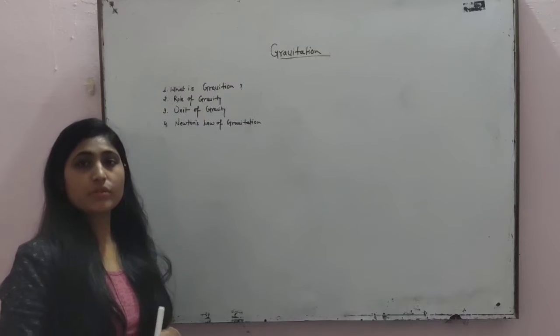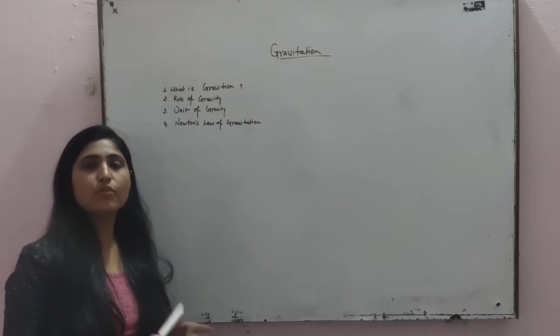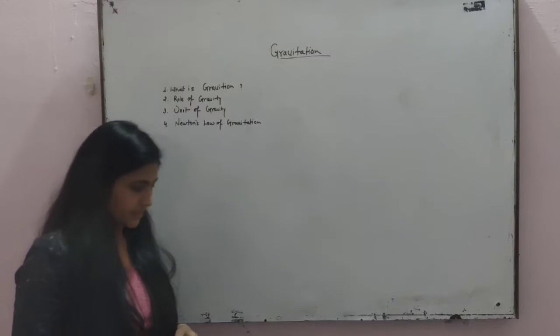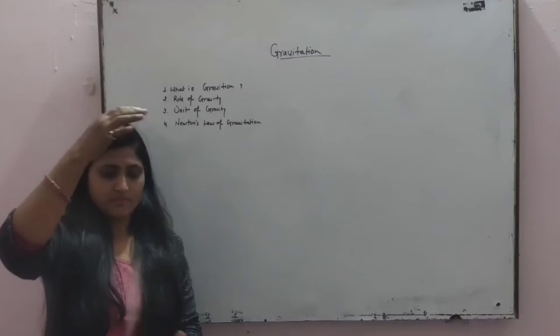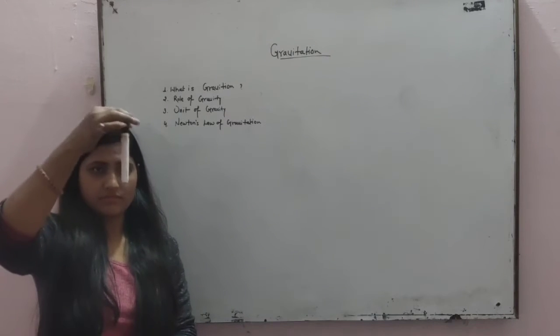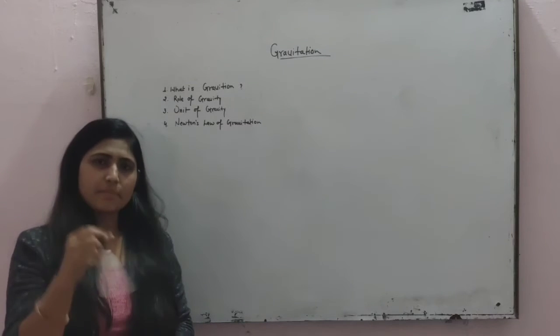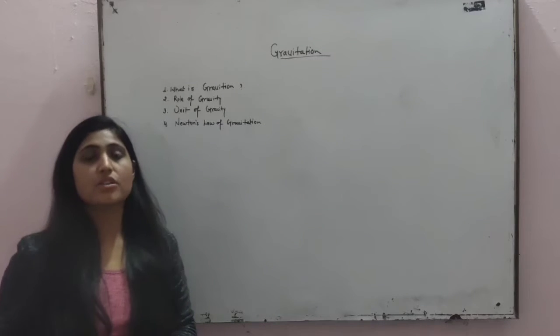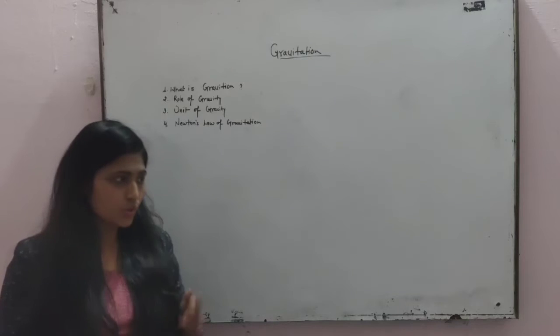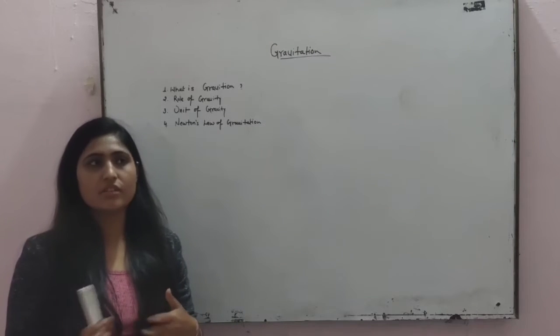Before explaining the definition of gravitation, I want to show you an example. Dropping of a pen. Why does this pen drop only downwards, vertically? Why is this pen not going in this direction or in this direction?